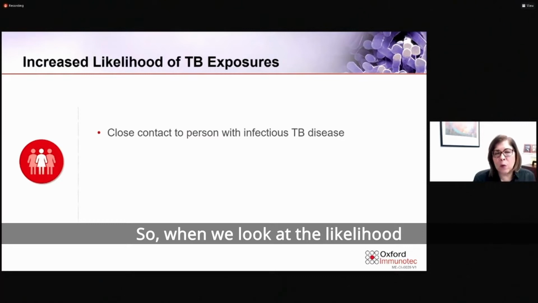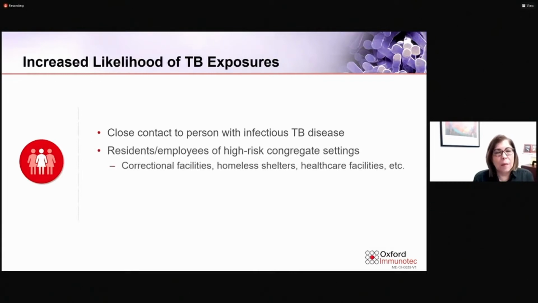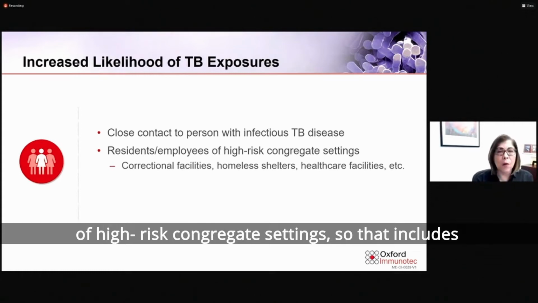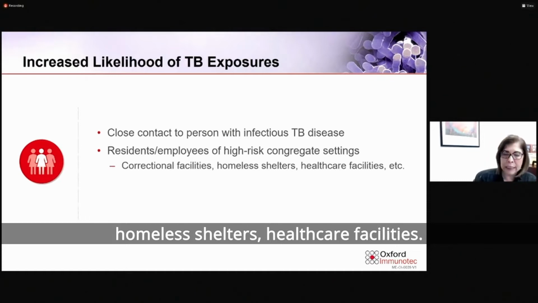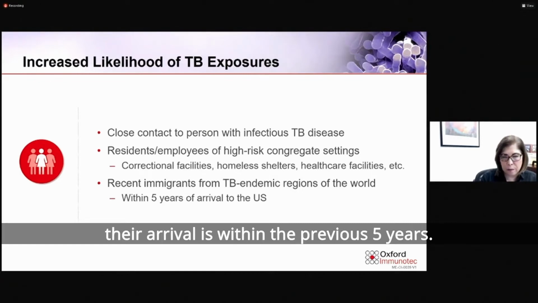So when we look at the likelihood of TB exposure, the most important category of people is the close contacts of a person who has been diagnosed with TB disease. Also included in this category are residents or employees of high-risk congregate settings. That includes correctional facilities, homeless shelters, healthcare facilities. And recent immigrants from regions of the world where TB is endemic, especially if their arrival is within the previous 5 years.